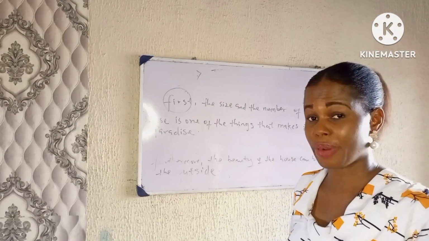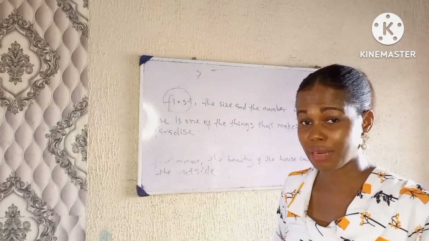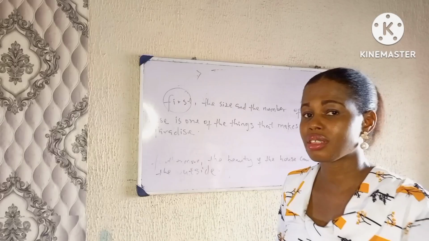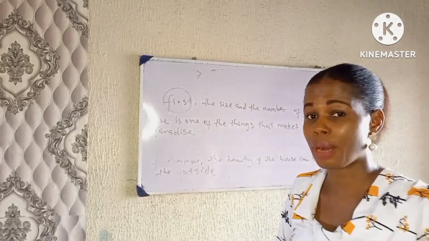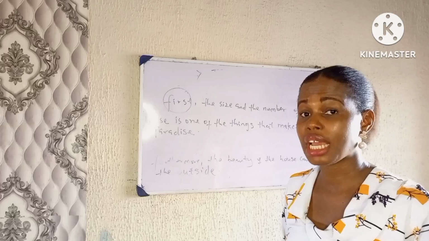And the fourth paragraph, remember this topic has two parts. We have to describe the house and also talk about the prestige it has brought to the family. Now the fourth paragraph should talk about the prestige it has brought to the family.